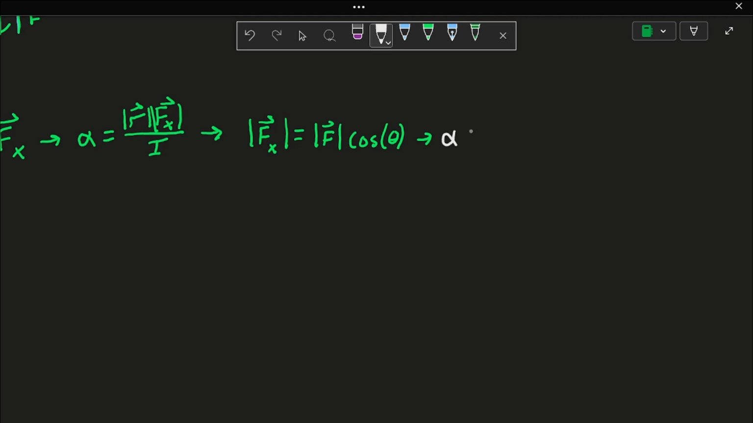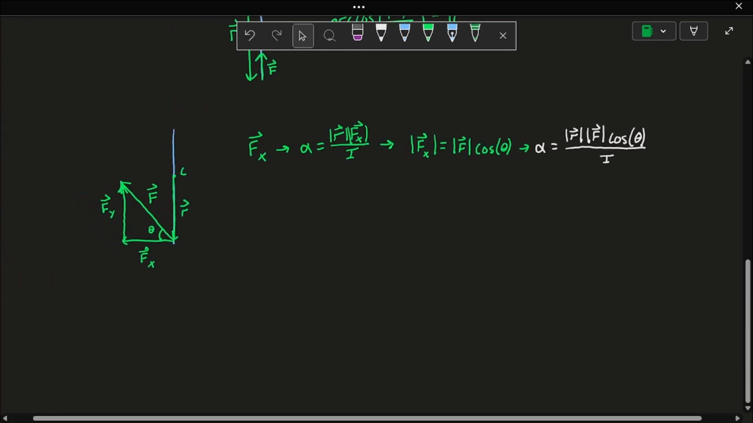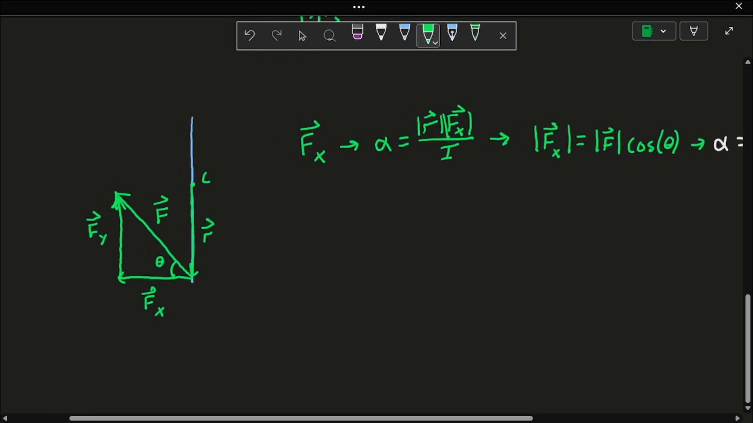So substituting this definition into our original equation, we get that angular acceleration equals magnitude r multiplied by magnitude of f cosine of theta, divided by our moment of inertia. And there you go. That is the angular acceleration of our rocket. Remember, this is going to rotate around our center of mass and look a little bit like that.